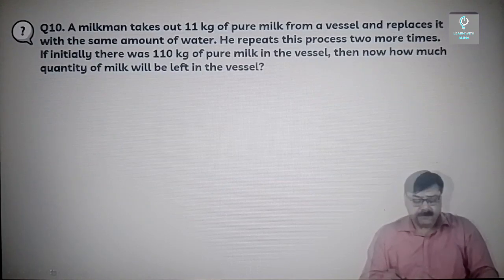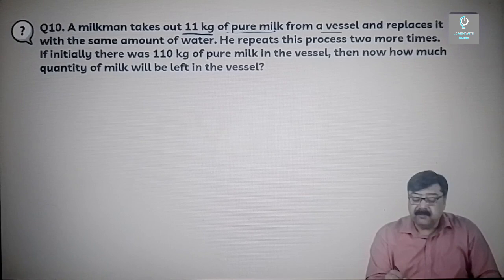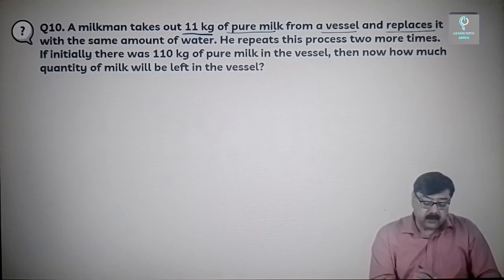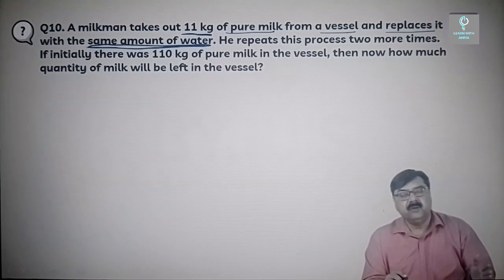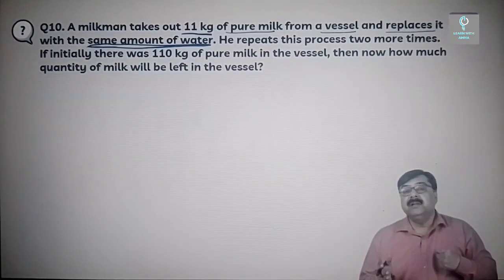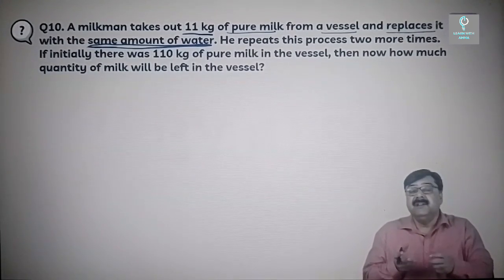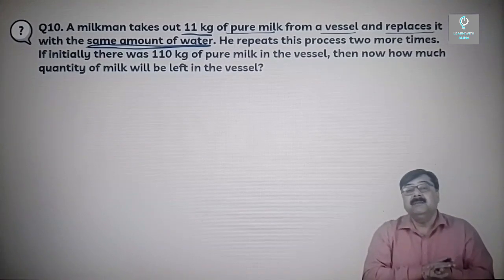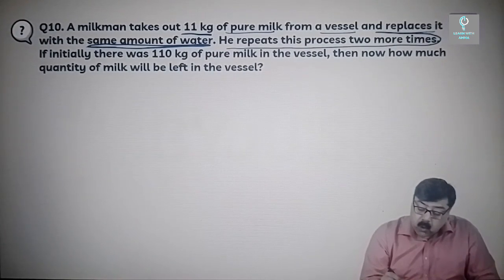Now look at this question. A milkman takes out 11 kgs of pure milk from a vessel and replaces it with the same amount of water. Same amount, that is 11 kgs of water. So from a vessel of pure milk, the milkman is taking out 11 kgs of pure milk, and then is replacing it with 11 kgs of water by putting back 11 kgs of water into the vessel.